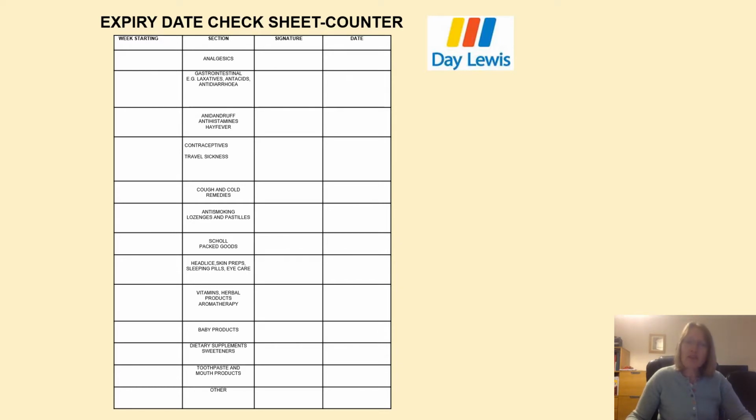If you get inspected, the GPHC might want to see your expiry date sheets, and also if anything goes wrong in your pharmacy, say if you give out some medicine that's out of date by mistake, then it may become part of an investigation, and you will have to have this documentation to show that you are doing expiry date checking. So it becomes very important that you get these signed every 3 months.